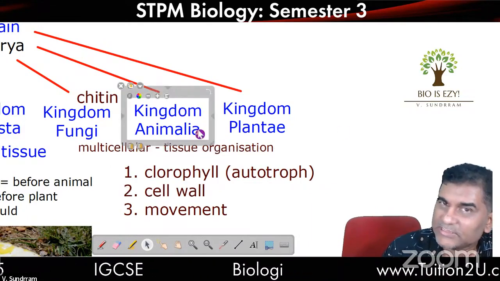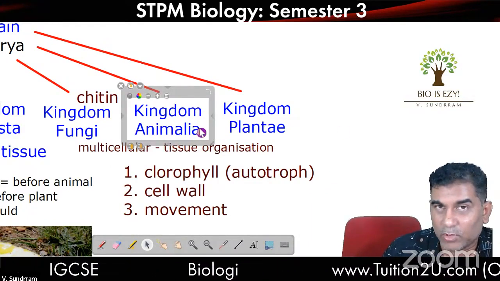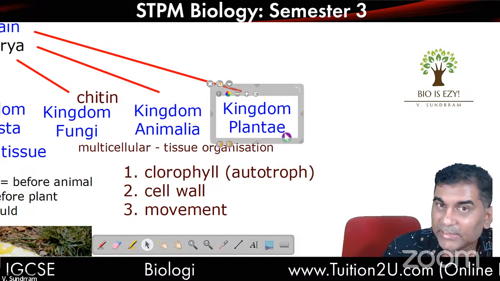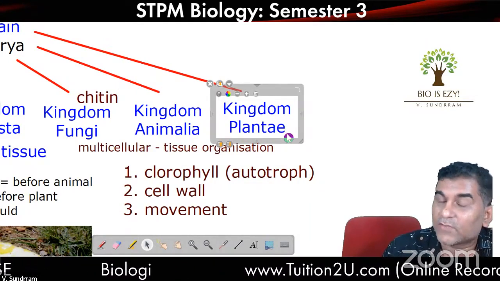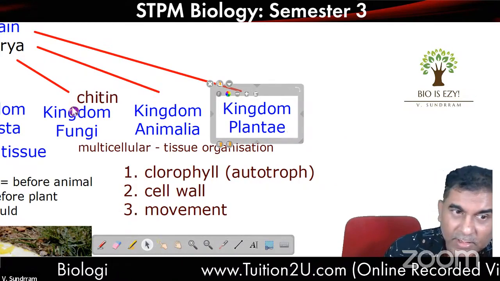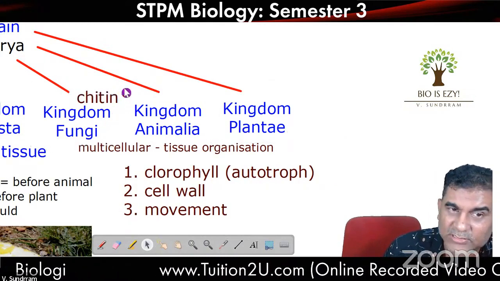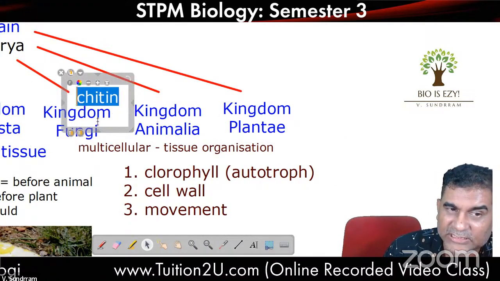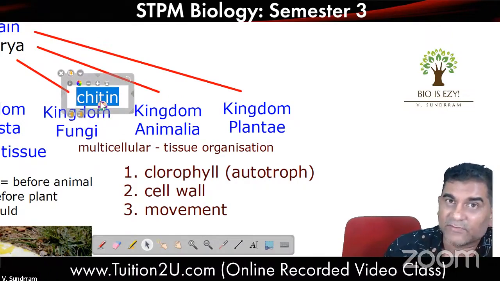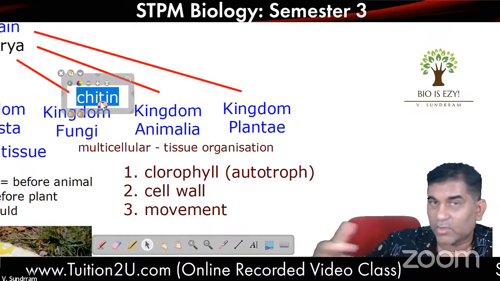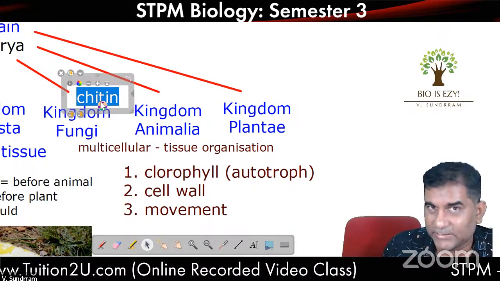Animalia, the cell does not have cell wall. Plantae, the cell wall is made of cellulose. Fungi, the cell wall is made of something called chitin. That's enough. That is already dividing the organism into three different kingdoms.